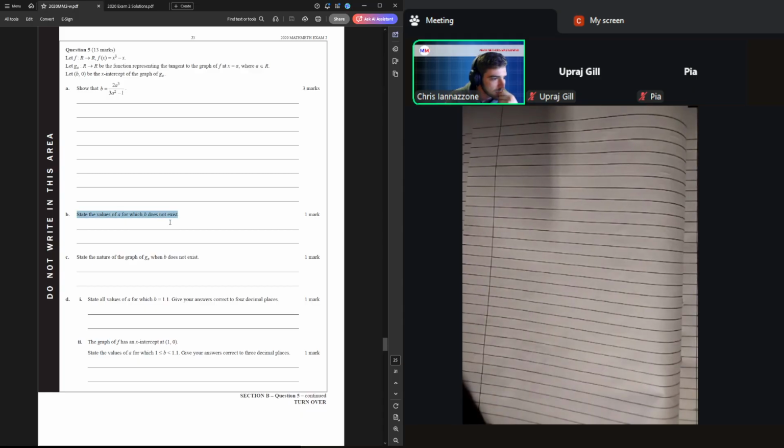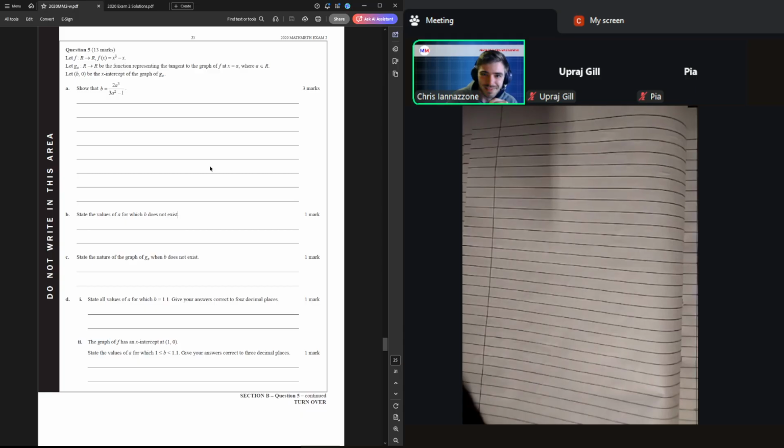Take the values of a for which b does not exist. So if b is an x-intercept, then what this is effectively asking us to do is figure out what values of a, so where would I take my tangent to make sure there are no x-intercepts. This is also quite like Newton's method, but all the way back in 2020. How interesting. They were asking Newton's method questions. What's that, 5 years? No, 4 years before it was in the study design.